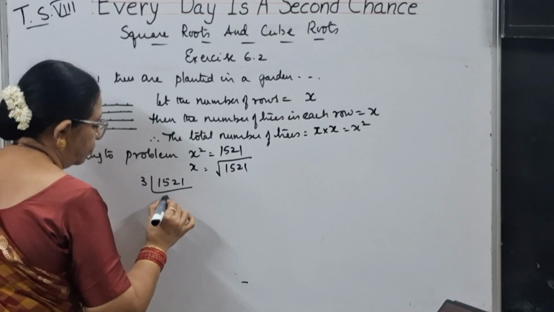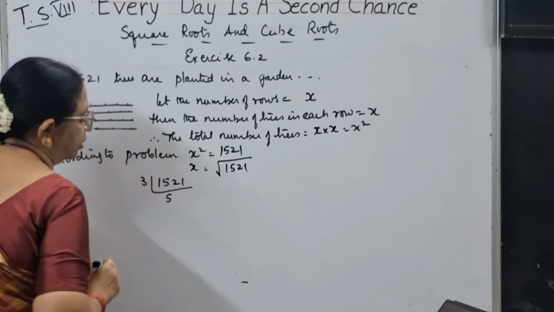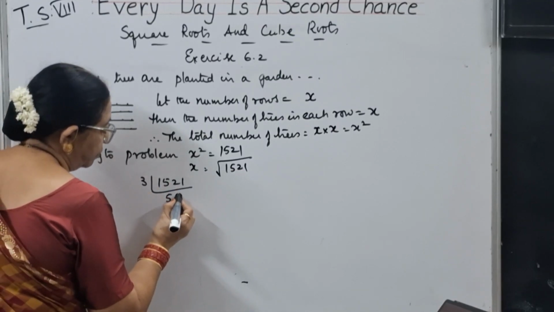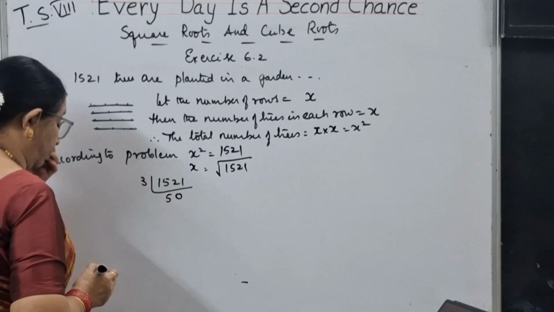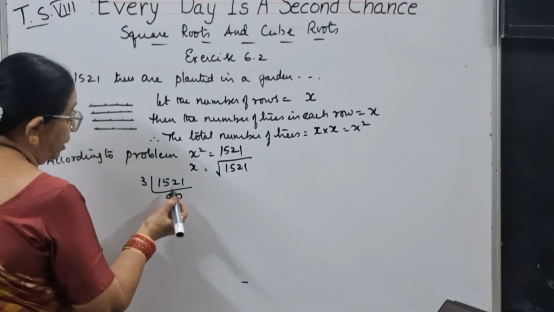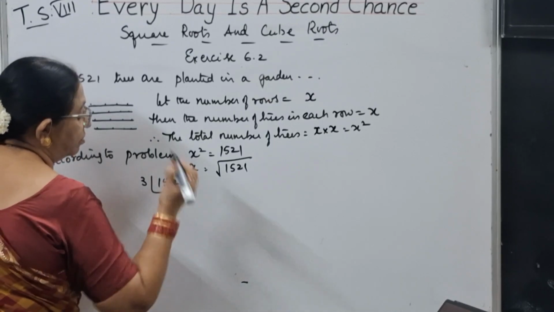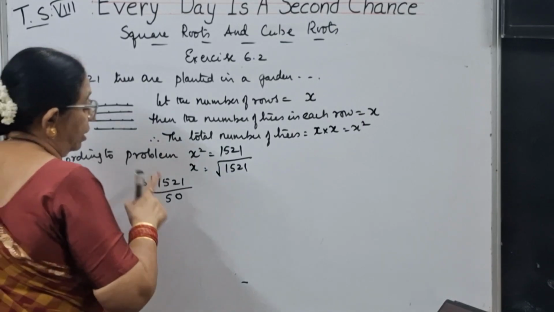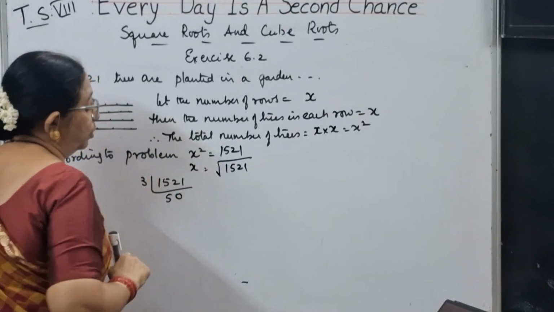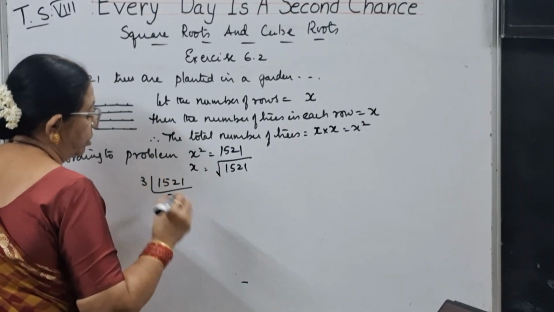So 3 fives are 15. Of course 2, I cannot, so I must keep 0. This is very important, children. Mostly children will make this mistake only. Here again 3 fives are 15, 3 sevens are 20, and they will do that. But they are forgetting about this 2. This 2 you cannot cancel, so keep 0.